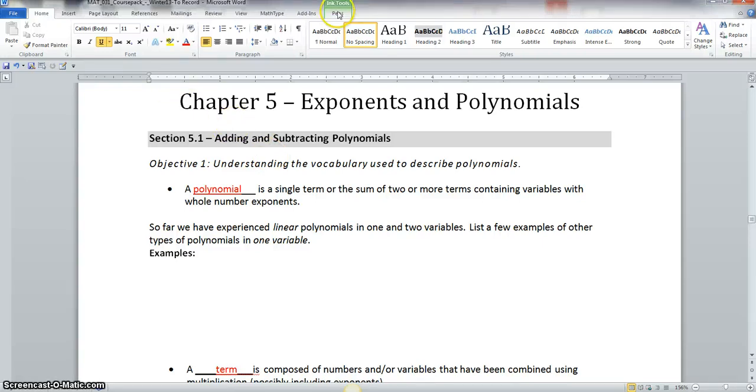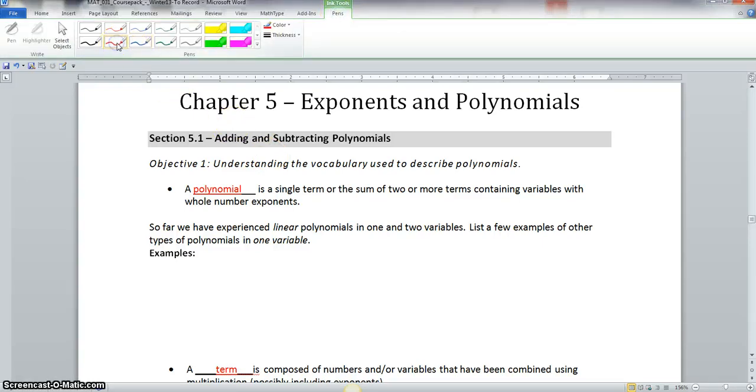Okay, class, we're about to start Chapter 5, Exponents and Polynomials. Section 5.1, Adding and Subtracting Polynomials. Objective 1, understanding the vocabulary used to describe polynomials. A polynomial is a single term or the sum of two or more terms containing variables with whole number exponents. So far, we have experienced linear polynomials in one and two variables.